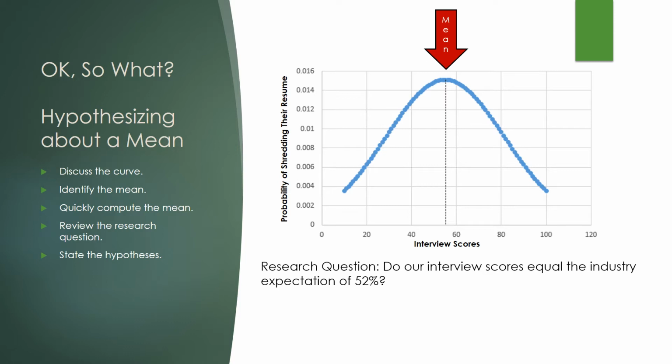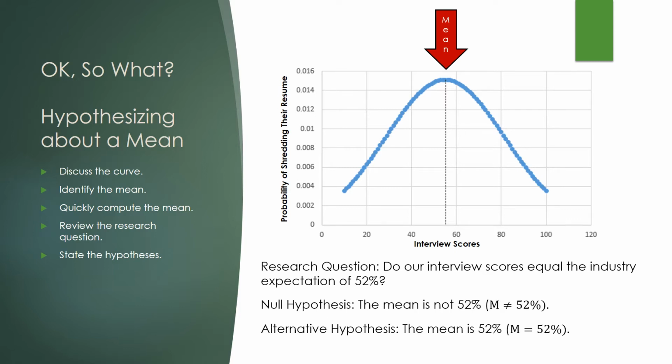Well, given that research question, the HR guy can ask the following null hypothesis. The mean is not 52%, or M is not equal to 52%. And the alternative hypothesis, the mean is 52%. Now, when you look at this, you have to say, okay, well, we'll conduct the right statistical test to give us the answer to the hypothesis. You know, we'll calculate a p-value and figure whether we reject the null hypothesis or not.